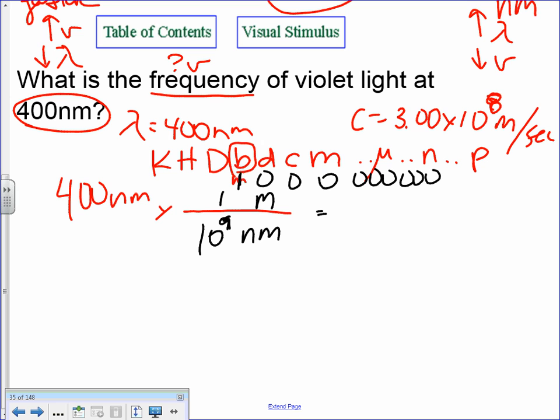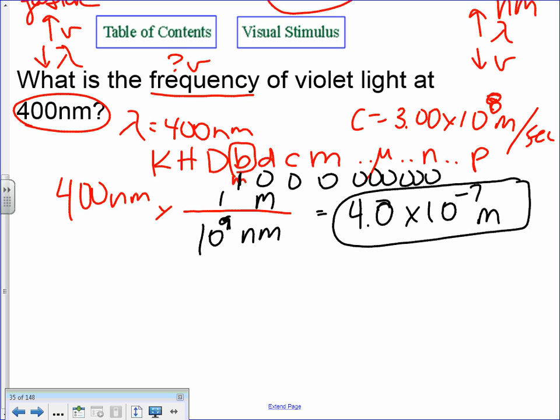So, in your calculator, or you can do this in your head, you should get 4.0 times 10 to the negative 7 meters. Okay, so that's our official wavelength. The hard part in your calculator is making sure it understands this is in the denominator. So I recommend using parentheses: 400 divided by parentheses 10 to the 9th parentheses.